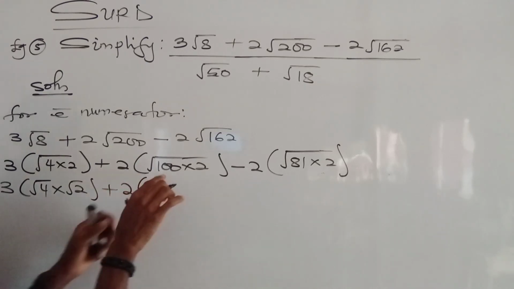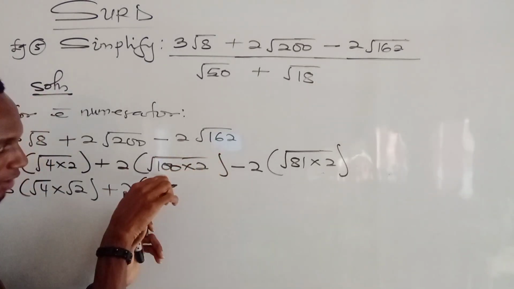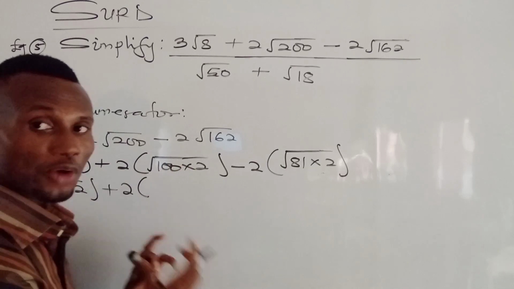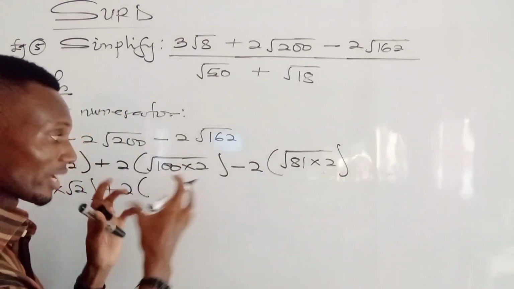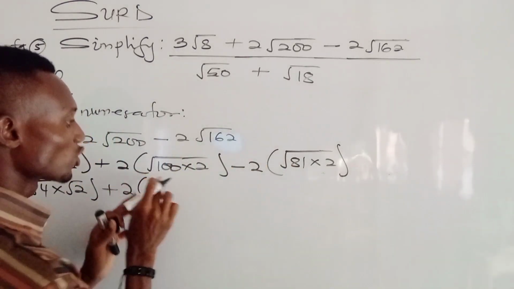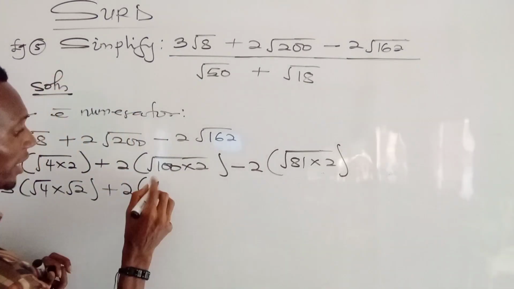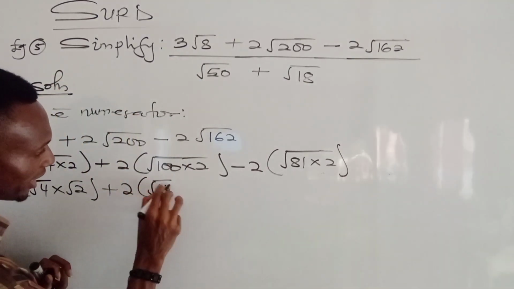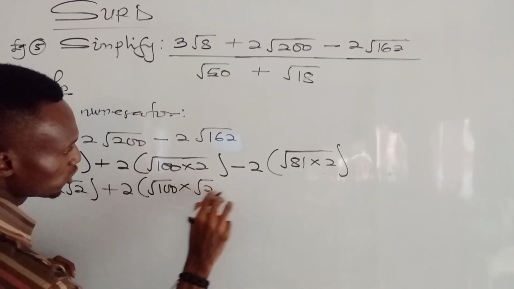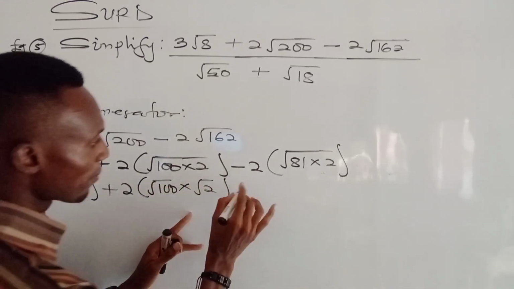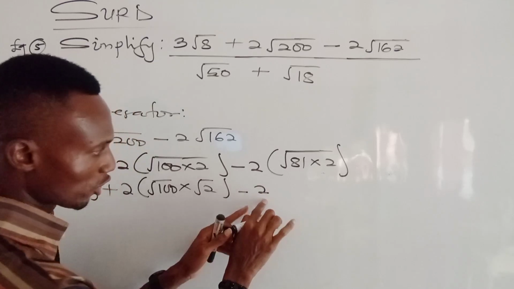Bring your bracket. And this one also, the square root of 100 times 2. We know that the square root sign affects everything down here. So you can separate it by writing it as square root of 100 times square root of 2. We've learned this in the previous videos. So it's going to be square root of 100 times square root of 2. You close your bracket. Bring your minus sign, which is here, and bring your 2.